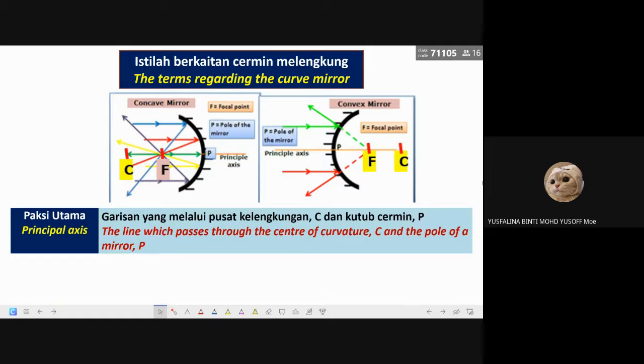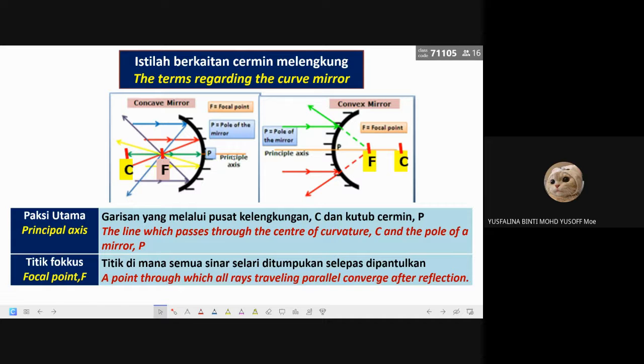For this one, the line passes through the center of curvature and the pole of a mirror. So this is the principal axis, where the C and F, and also here P. This is the line that passes through all the points. We call it the principal axis, while the focal point is the point where all the light traveling parallel converges after reflection.